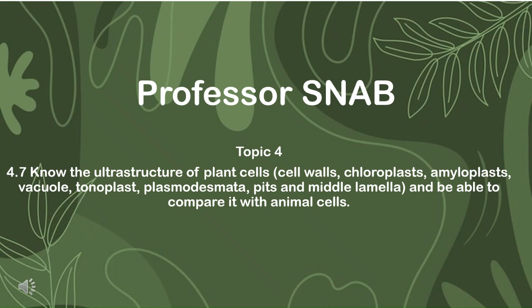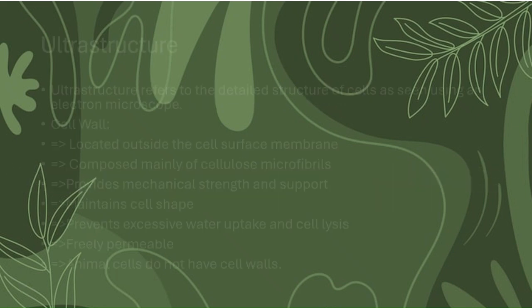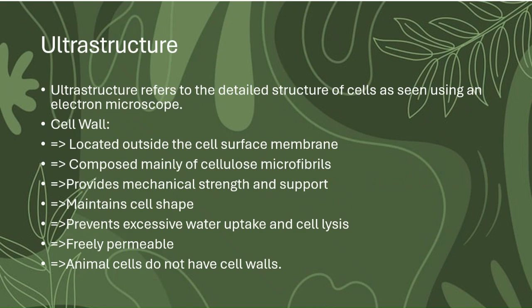So today we're looking at knowing the ultrastructure of plant cells. We'll be looking at cell walls, chloroplasts, amyloplasts, vacuole, tonoplasts, plasmodesmata, pits, and middle lamella, and be able to compare it with animal cells. So the ultrastructure, and you should know the definition of this, refers to the detailed structure of cells as seen using an electron microscope.